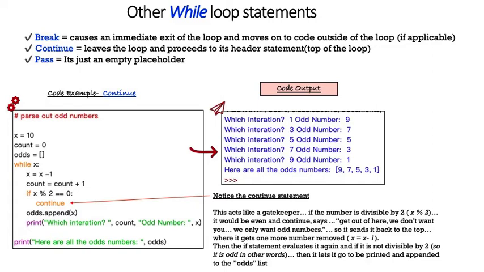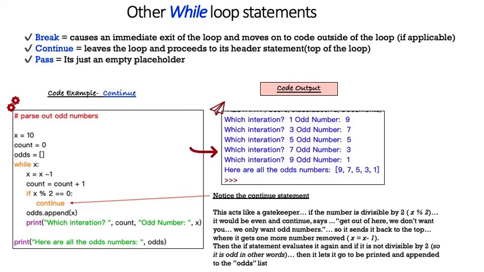Then we have an if statement. If x mod 2 equals 0, so if it's an even number, continue. If it's not an even number, that is, it's not divisible by 2, we'll then append x to our empty list odds, which won't be empty for long. And then it prints out which iteration, the count, wherever count is in its increment, and then the literal odd number and whatever x is.